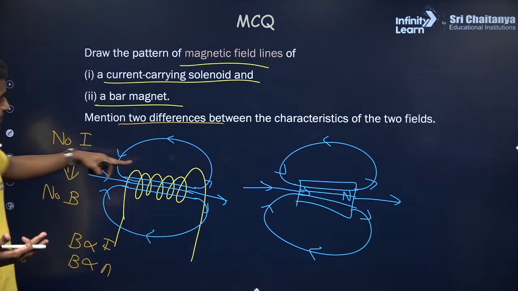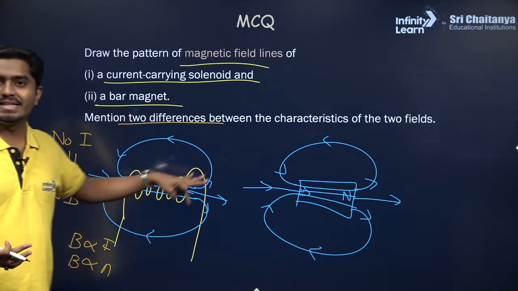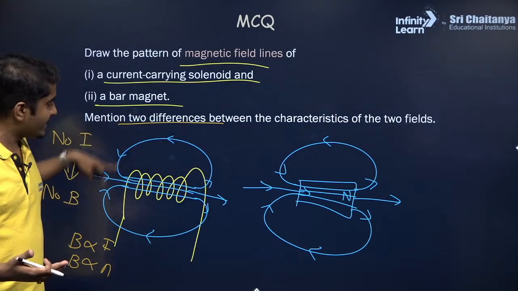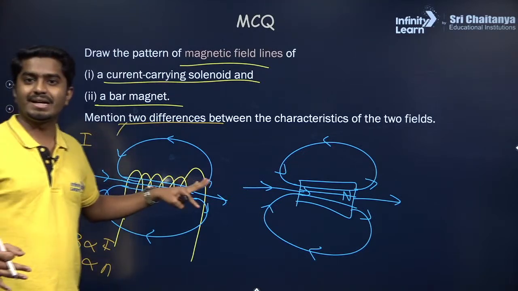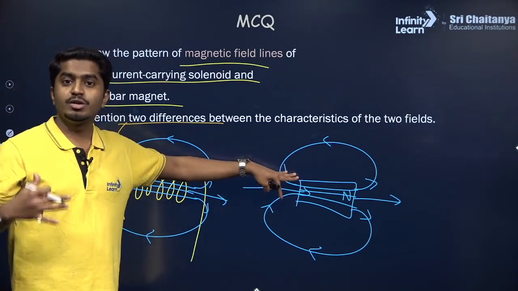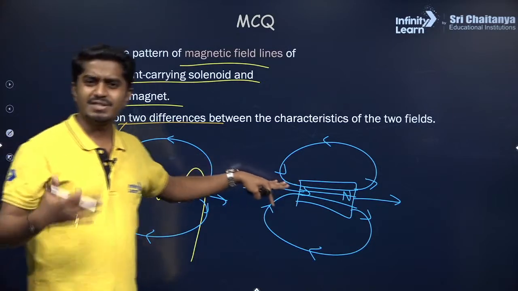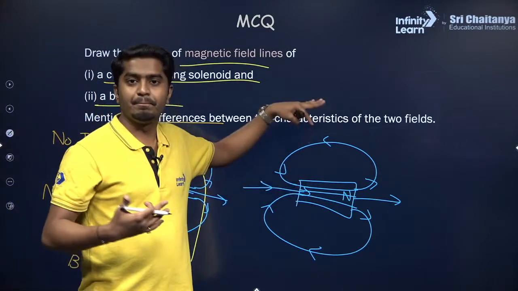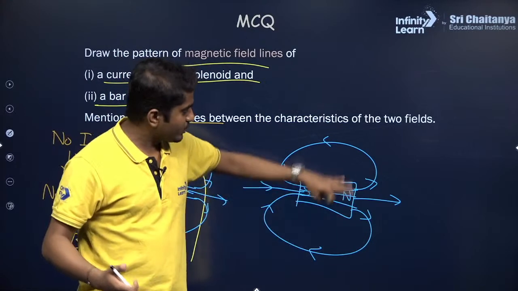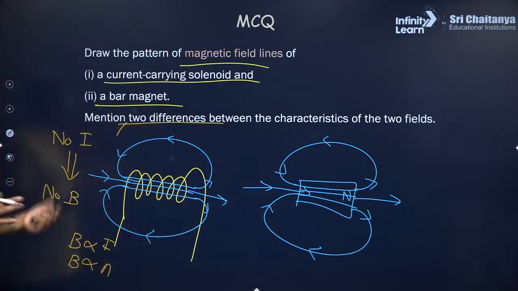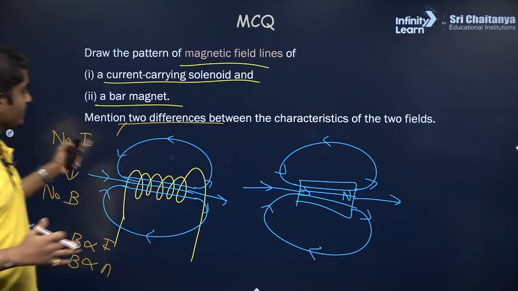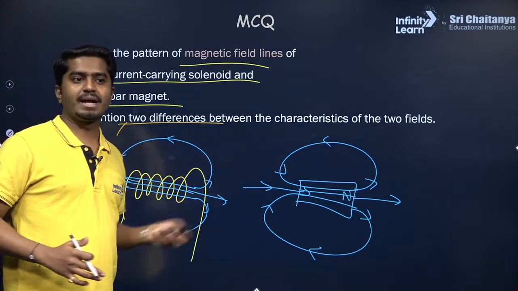Third difference, this is easy to demagnetize. Demagnetize means right now it has the magnetic field. You switch off the current, now it is no more magnetic. But here, to demagnetize the bar magnet is very difficult. You have to heat it up to a very high temperature. Then only you can demagnetize it. Okay, so these are the basic differences between the solenoid and the bar magnet.